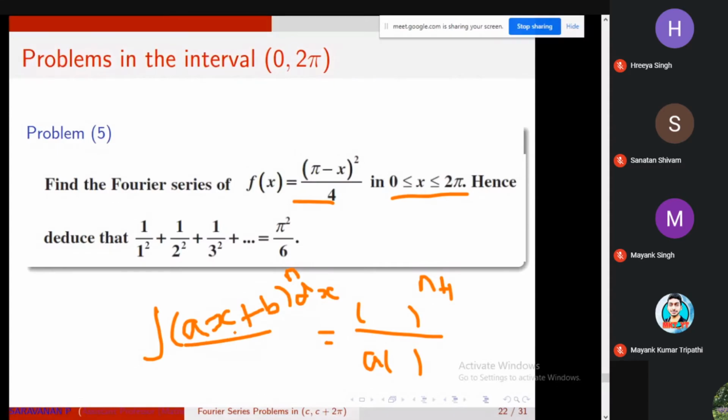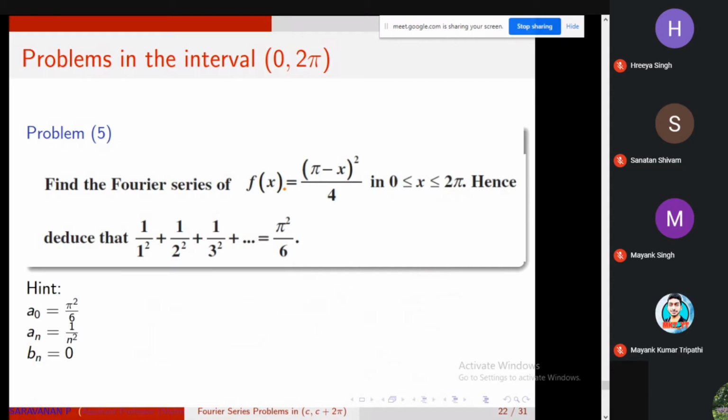In school days, you would have replaced ax plus b by some other variable, then found dx, and finally got this answer. So here also it is of the same form. What is a here? Coefficient of x is minus 1, so a is minus 1. And b is pi. So what is the formula for a0?